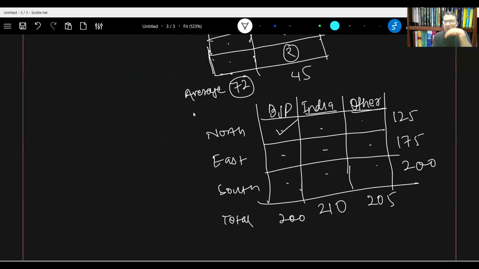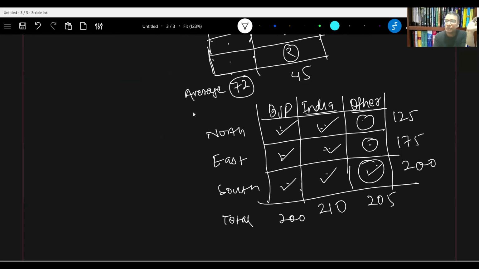If we know this value and this, then we can easily identify this one. If we know this value, we can easily identify this one. If we know this one and this one, we can easily fill this one also. So how many minimum numbers are required to fill this table?